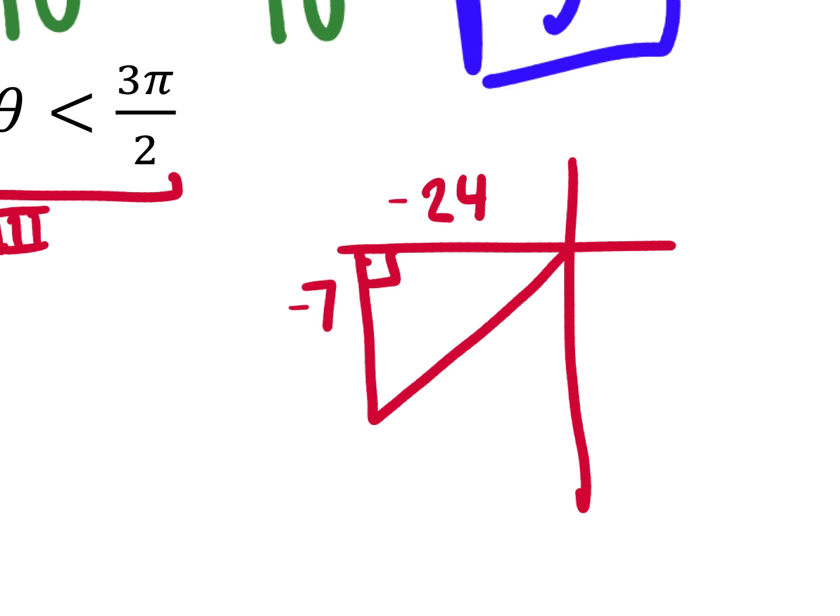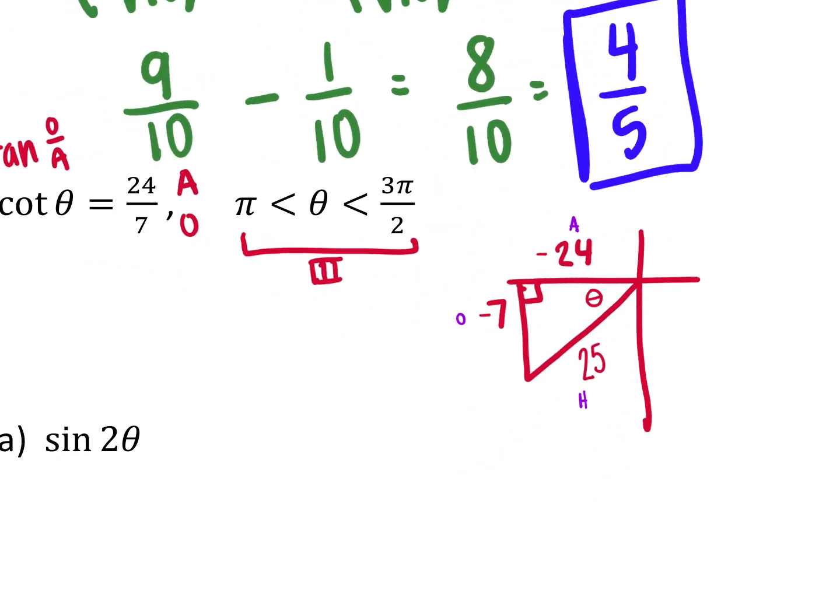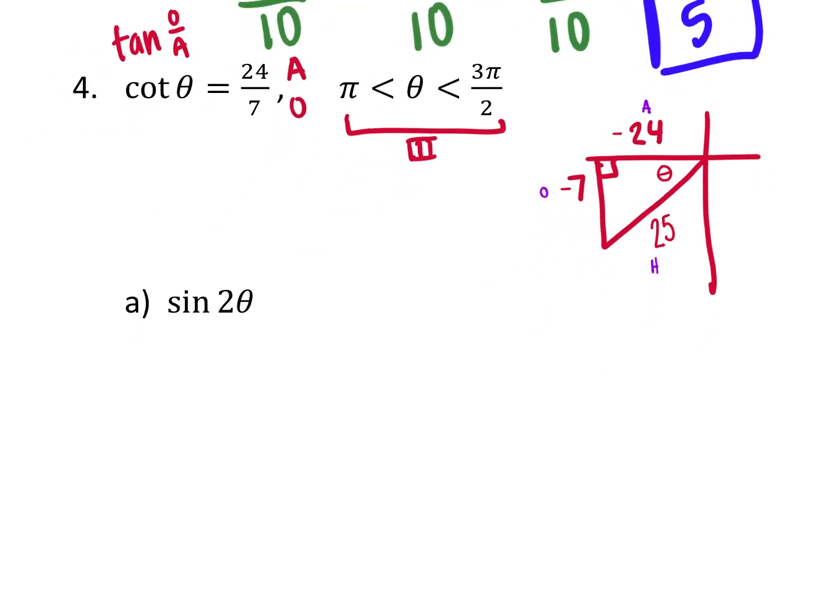This is a Pythagorean triple. If you don't know that Pythagorean triple, you can do the Pythagorean theorem over to the side. We fortunately used this triangle yesterday. 7, 24, 25 is a Pythagorean triple. Label your O, your A, and your H. And we can finish up once we've built our triangle.